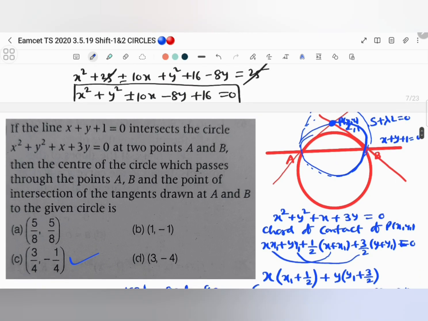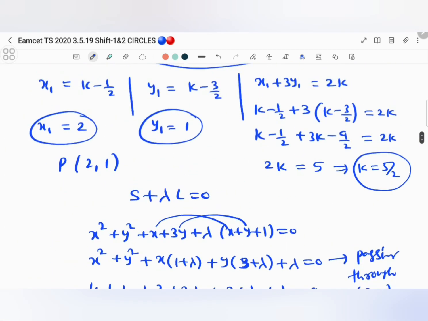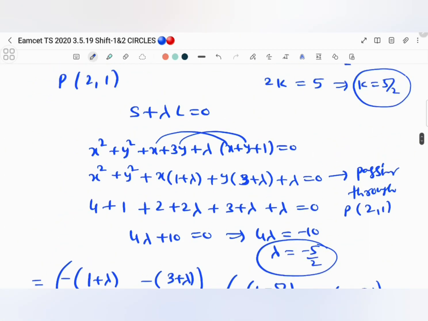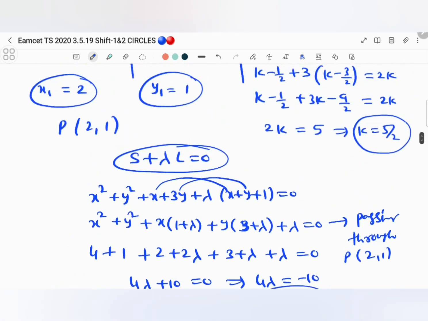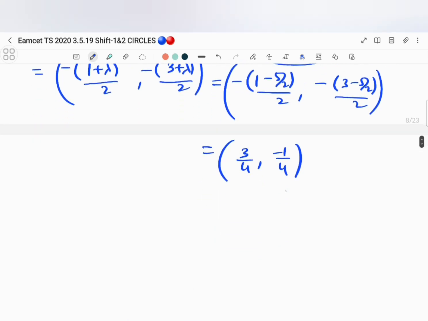Here the figure, once you understand that, passing through these two, like this chord of contact, you will get that chord of contact is lying on S plus lambda L equation. So that is the reason, after getting chord of contact 2 comma 1, substitute in this, S plus lambda L equal to 0. So lambda value will come. Lambda value, after that circle center you can calculate. Yeah, we'll move on to the next question.